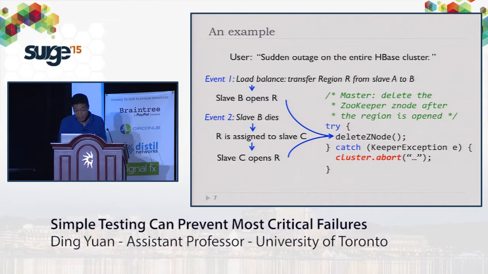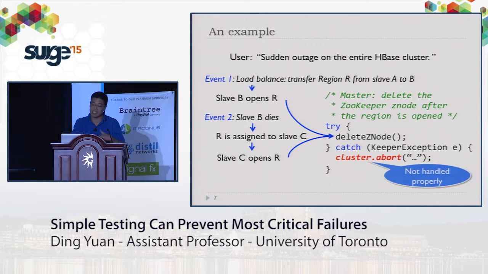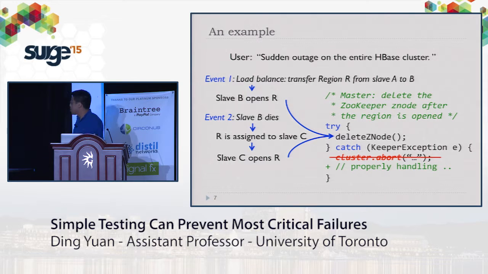But unfortunately, this exception is not properly handled. So in the handling of this exception, it simply takes down the entire cluster. Right? So as a result, to fix this bug, the developer simply added proper handling to this exception. All right, now, by understanding this failure, we can make a few observations.